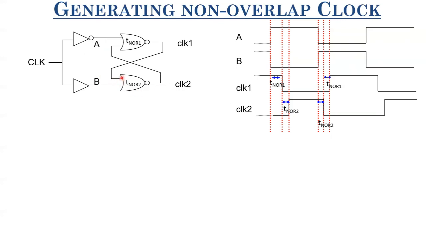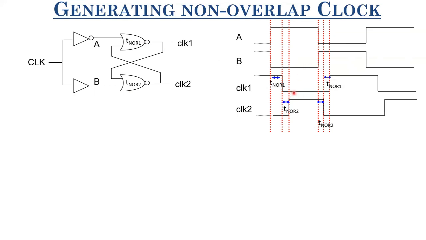It acts like, whatever is here, if it's 1, then the second input doesn't matter. If this is 1, it will go low, right? For a NOR gate, the moment this B goes high, after a delay of T NOR 2, your clock 2 goes low. And now when clock 2 goes low, this is also 0. Then after a further delay of T NOR 1, clock 1 will go high. This is how it looks.